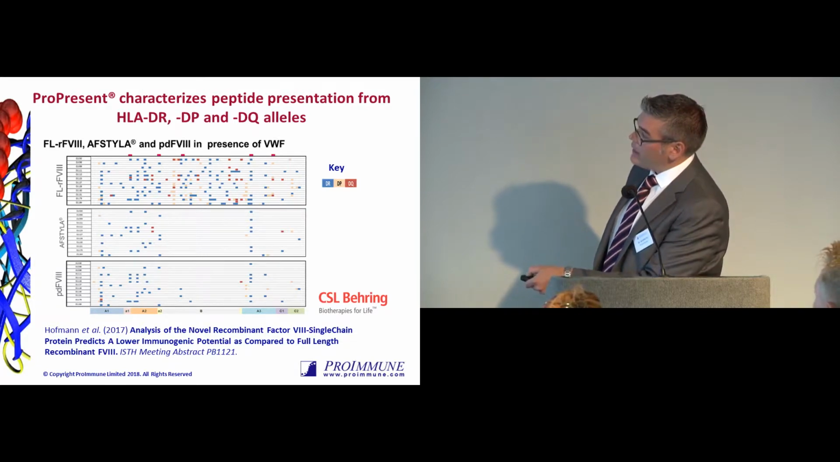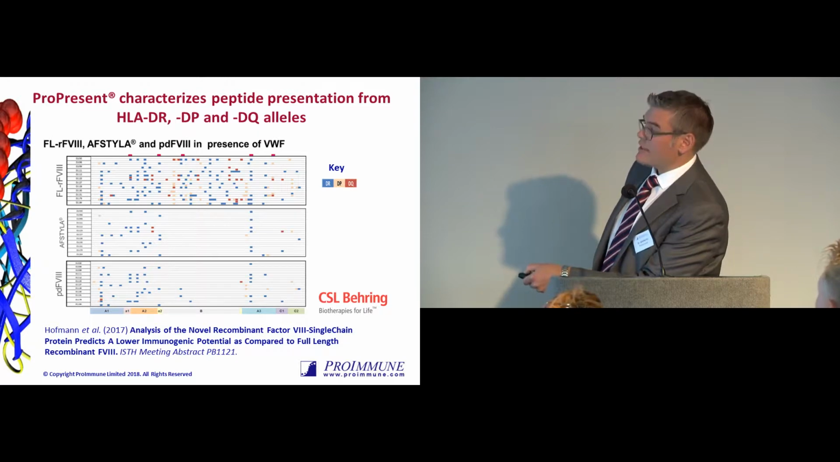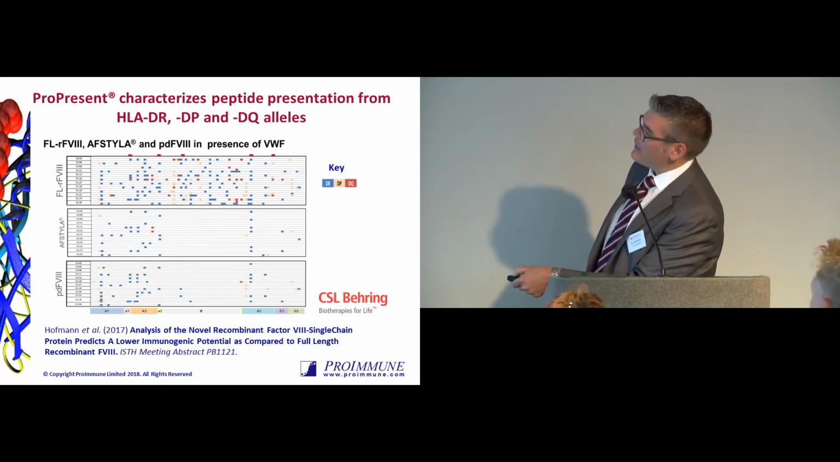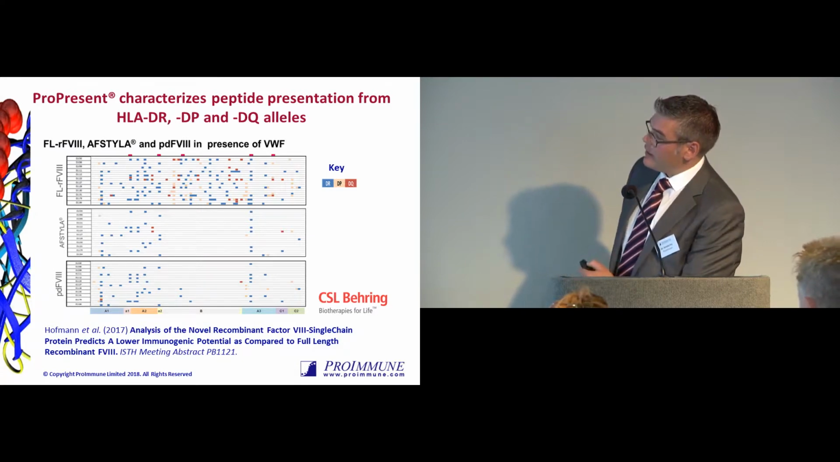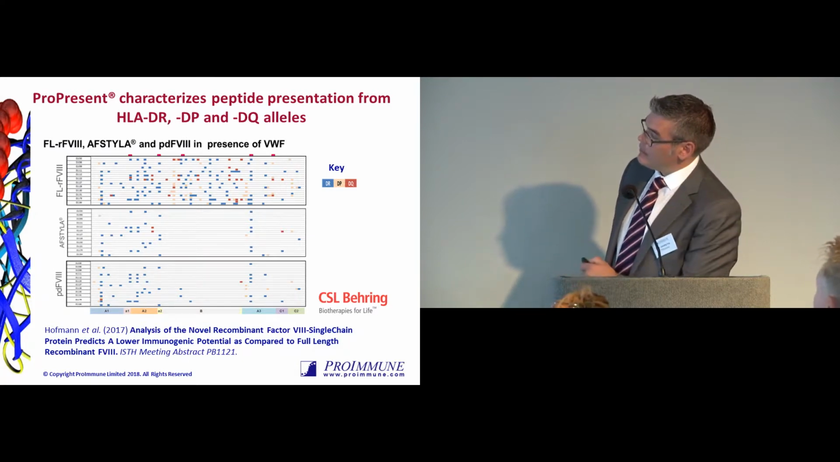For Afstyla, in the presence of von Willebrand factor, without obviously any B-domain peptides present, so the overall presentation has to be lower, we can actually see that despite that, there is a significant reduction in the presentation of DR peptides particularly, and also the other loci as well in these other domains. And that's compared, also when you look at the plasma-derived factor VIII, this is obviously clearly reduced compared to the full-length factor VIII.